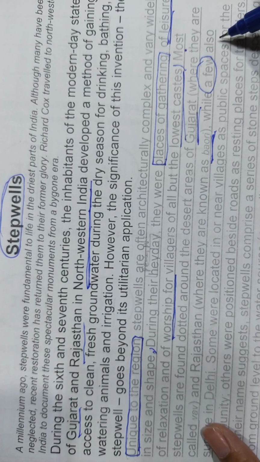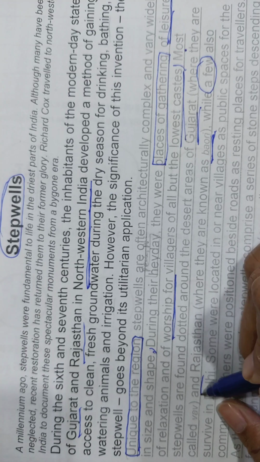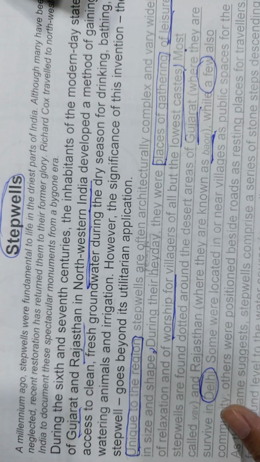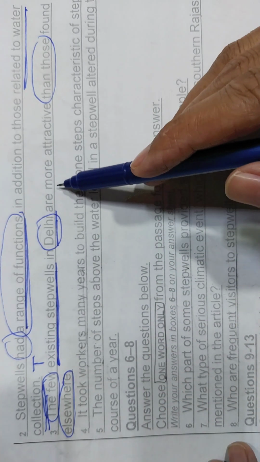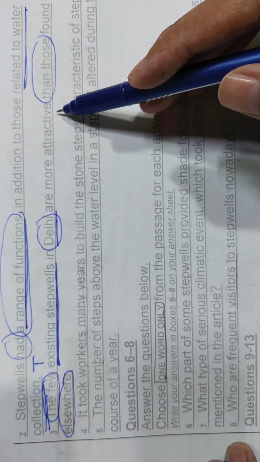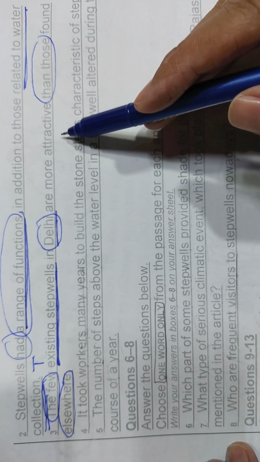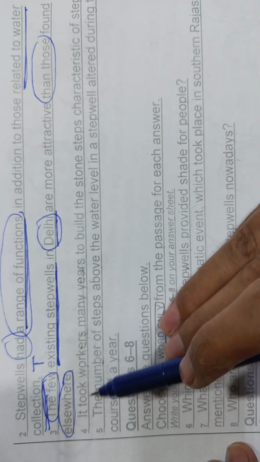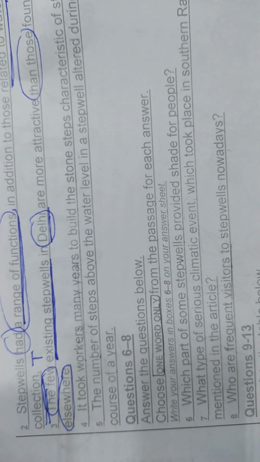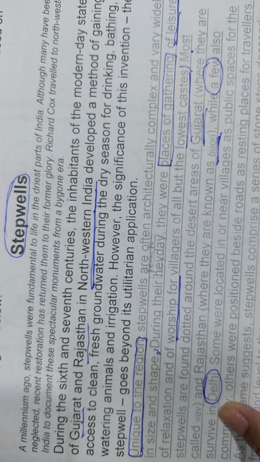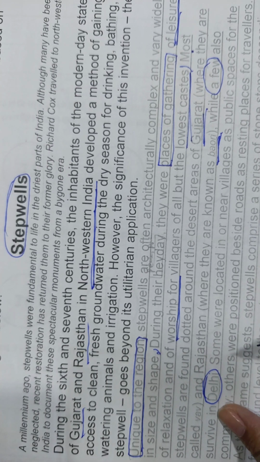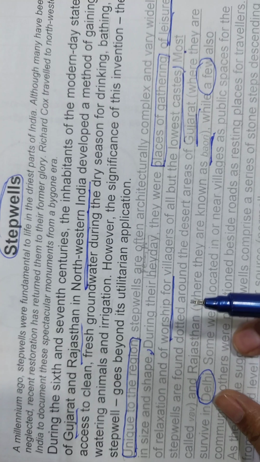While a few also survive in Delhi. So they're talking about a few survived in Delhi. Yeah, there is little information that a few survived in Delhi, but here they are asking the few existing stepwells in Delhi are more attractive. We are supposed to look for the comparison, are more attractive than those found elsewhere. They are talking about the attractiveness of the stepwells, because we need to look for the comparison.